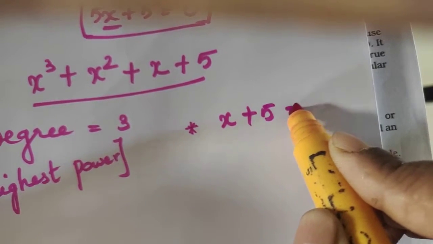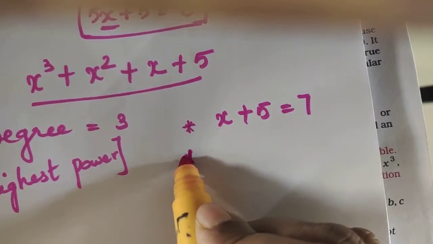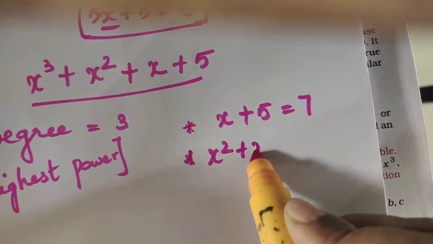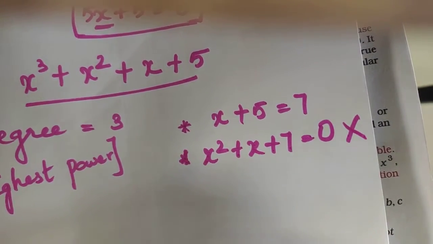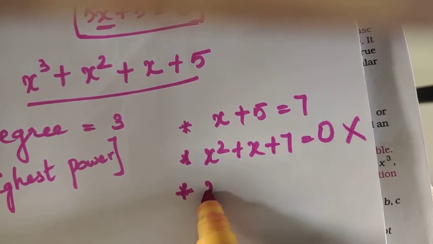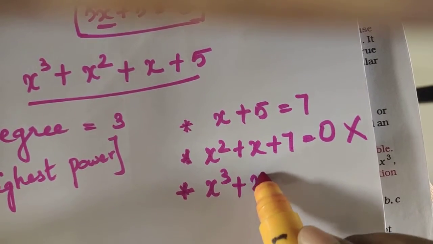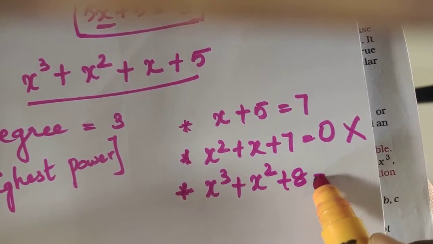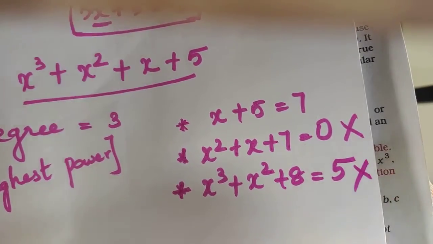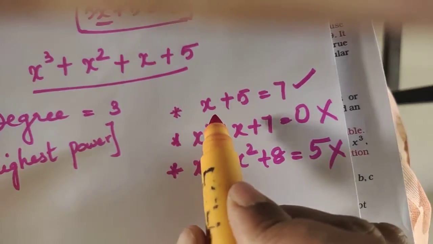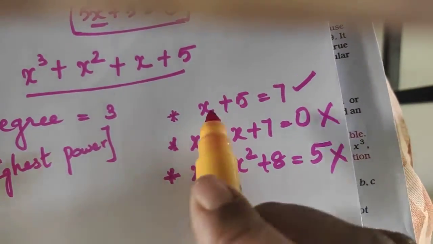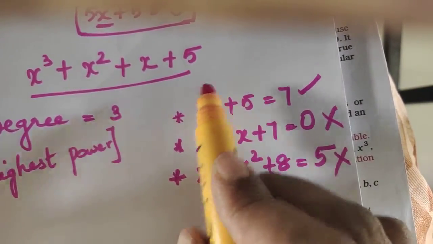x plus 5 equal to 7. If I take x square plus x plus 7 equal to 0, now this is not a linear equation. Again, x power 3 plus x square plus 8 equal to 5, this is also not a linear equation. This alone is my linear equation because the degree of the equation must be 1. Here if I see, the degree is 1.